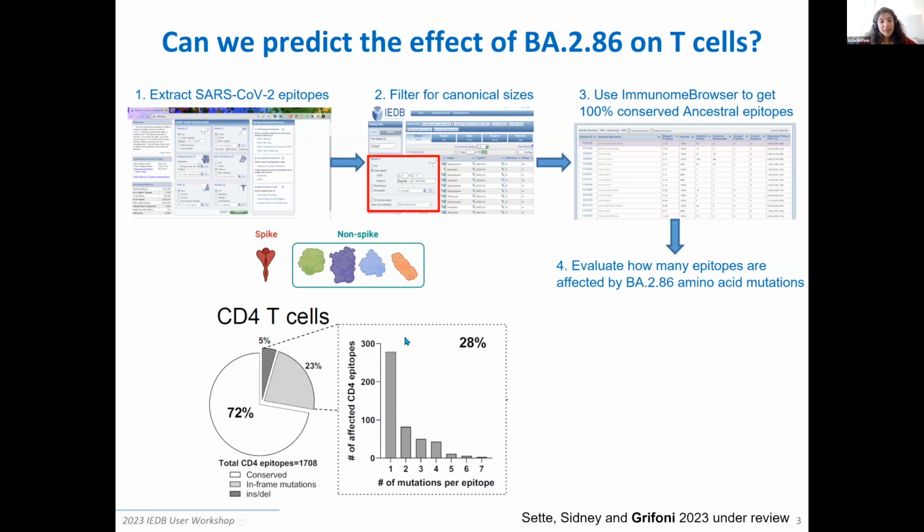Of the 28%, we then ask, okay, how many of these epitopes have mutations? Because the number of mutations can potentially impact the capability, more or less, of the HLA to still present the epitope to the immune system. And so as you can see, the majority in our case were 1 to 2 mutations. So that brings a different question of how much these mutations are impacting the ability of the HLA to bind the mutated epitopes.